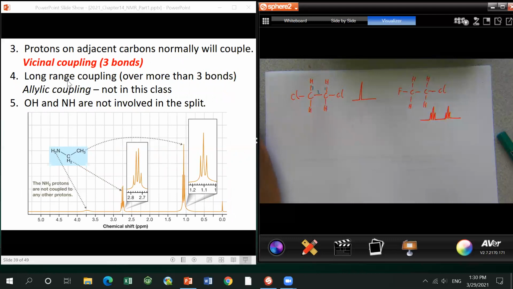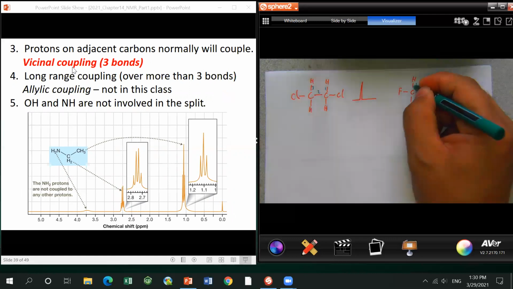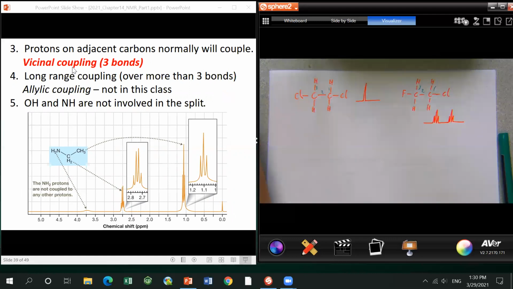The most common coupling is just the three-bond kind, 1, 2, 3. That's what we call vicinal coupling. Long-range coupling is also possible: more than three bonds, so four bonds, even five bonds. Those are not covered in this class, so don't worry about them. For this class you only worry about three- or two-bond coupling.